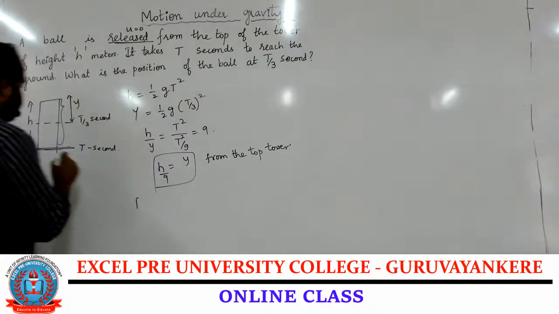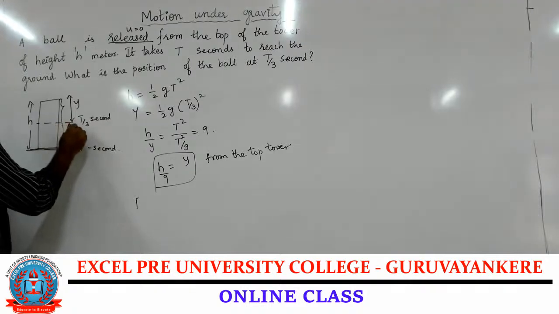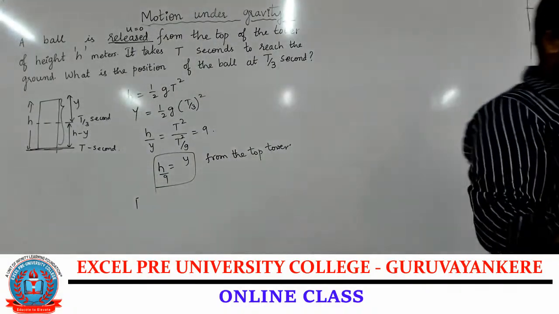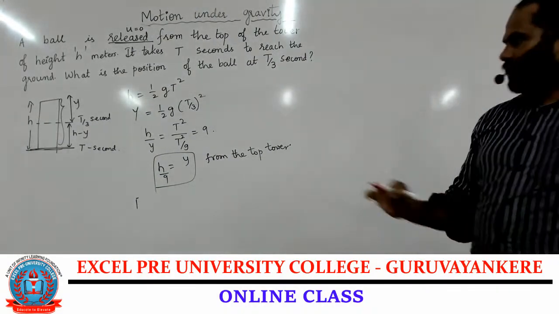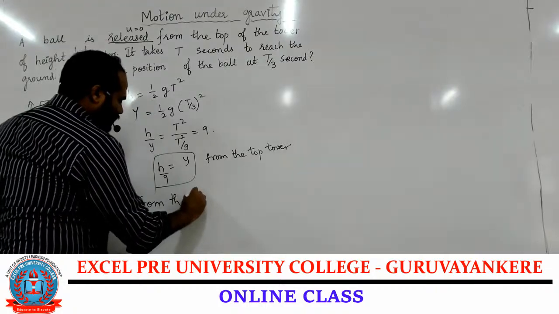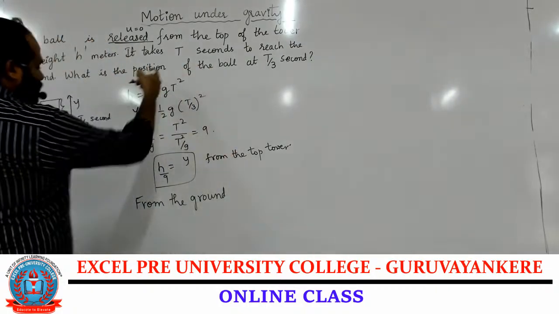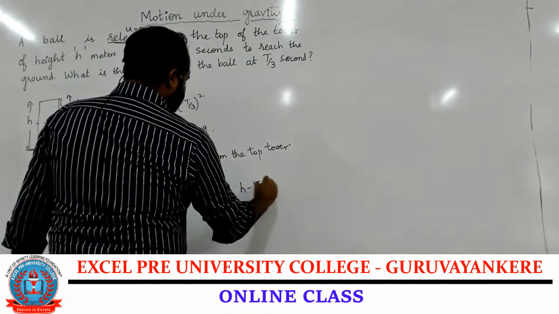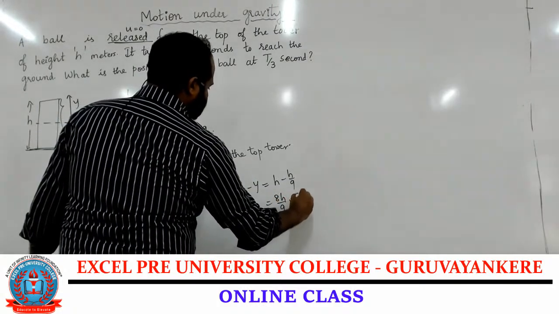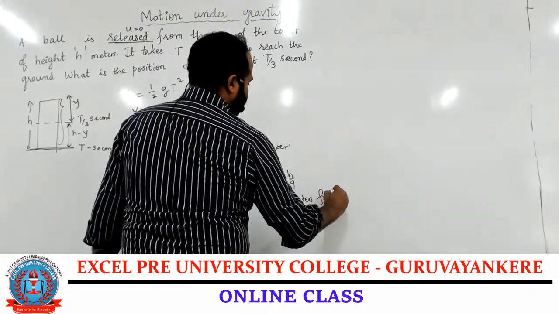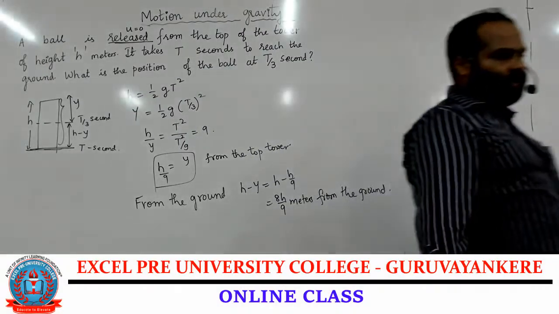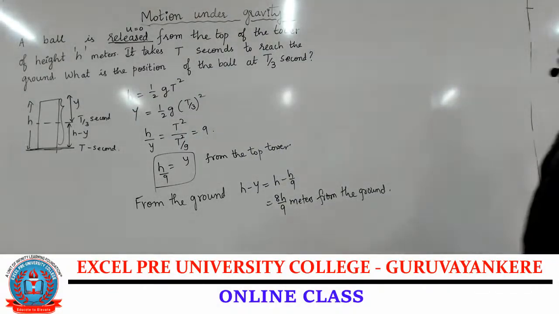From the ground, it will become h minus y. Understood? Understood all of you? Okay? So from the ground, it is at what height? From the ground it is h minus y, which is h minus h by 9, which is 8h by 9 meters from the ground. I hope you understood this problem. This is CET level problem.